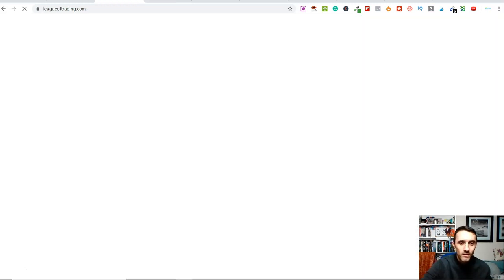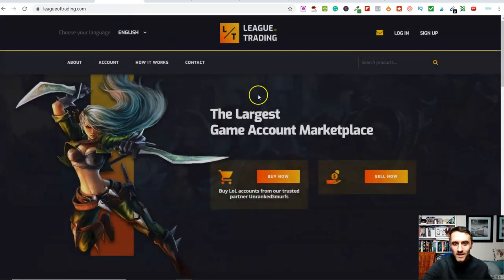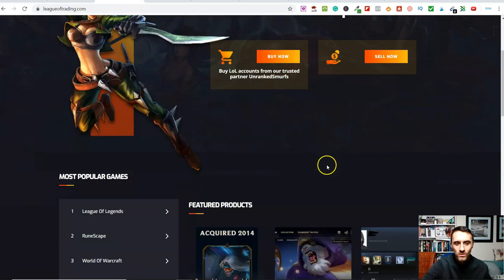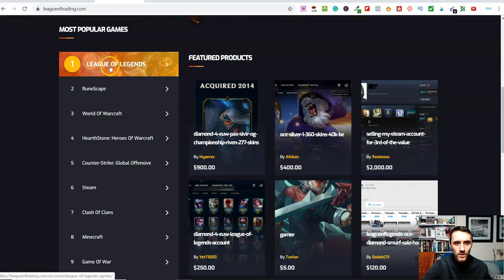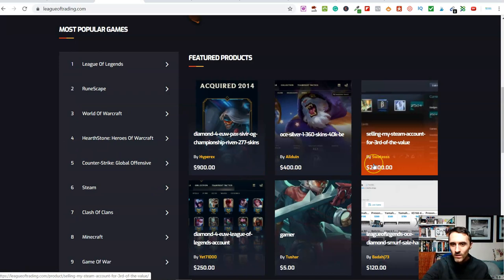This over here is another one, and this is called leagueoftrading.com. Again, it works in exactly the same way. You can buy accounts on here from trusted partners, and you can also sell. And if you scroll down the page here, on the left hand side you've got the most popular games, and then in the middle you can see all the different listings.